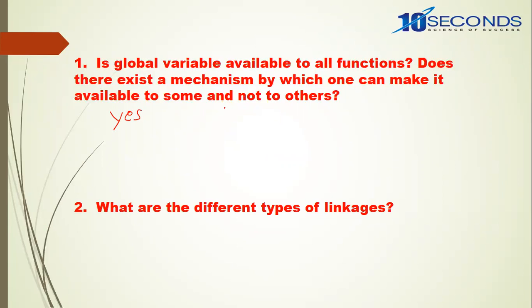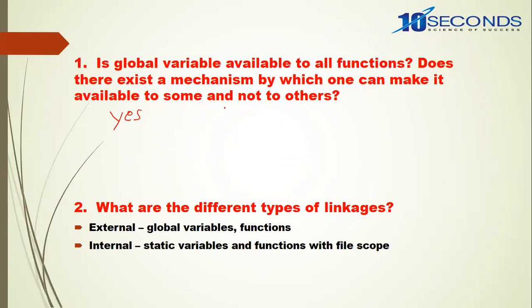What are the different types of linkages? Basically, there are three types of linkages: external, internal, and none, no linkage. External means global variables and functions. Functions are automatically global. So you need not worry whether to write the function definition above the main or below the main. It doesn't make much difference because functions are automatically global.